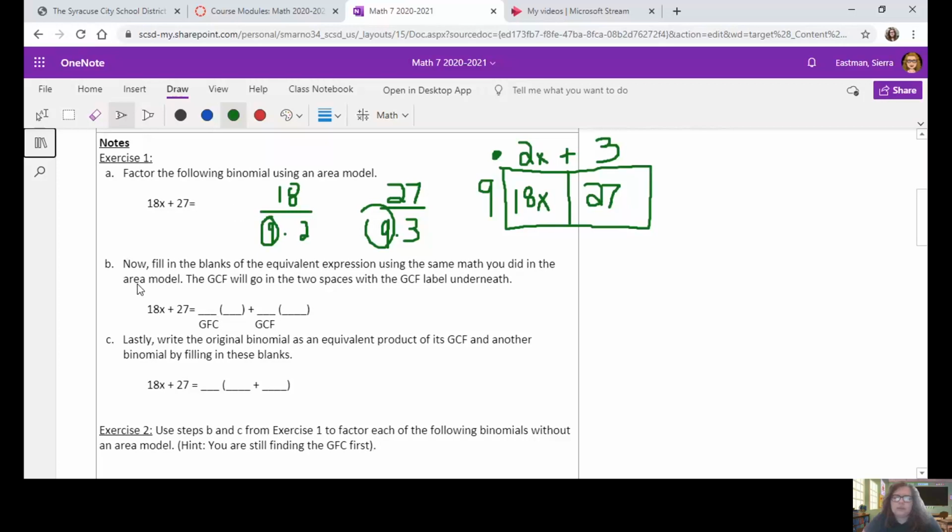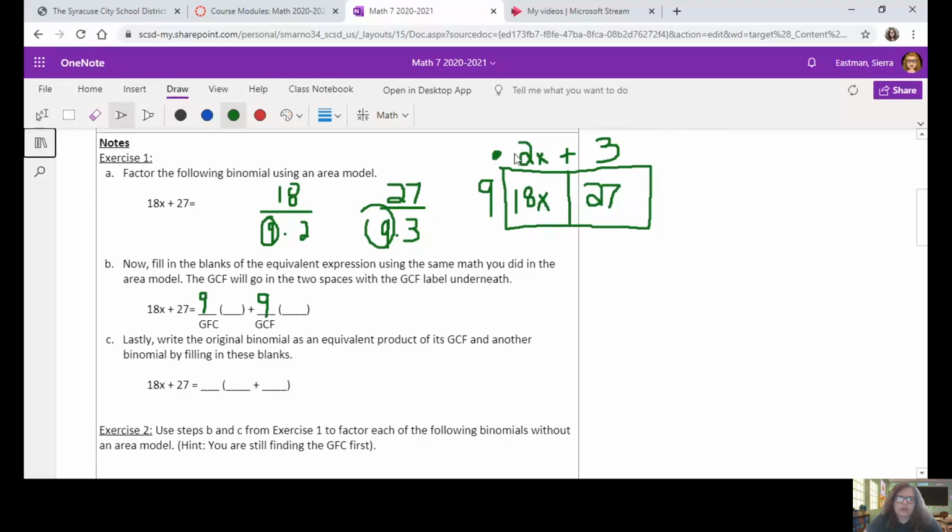But part B wants us to show that math just a little bit differently. They're asking us to fill in the blanks of the equivalent expression here using the same math that we did in the area model. Okay, so the same multiplication that we're using, we're just filling it in a different way. So 18x plus 27 equals, that's our original expression. They labeled the 2 spaces where our GCF should go. So that's going to be our 9 here and our 9 here.